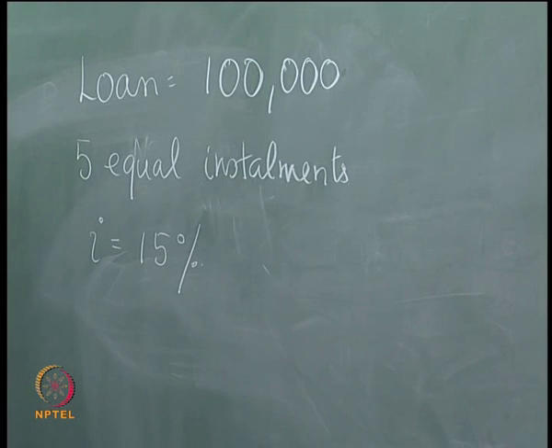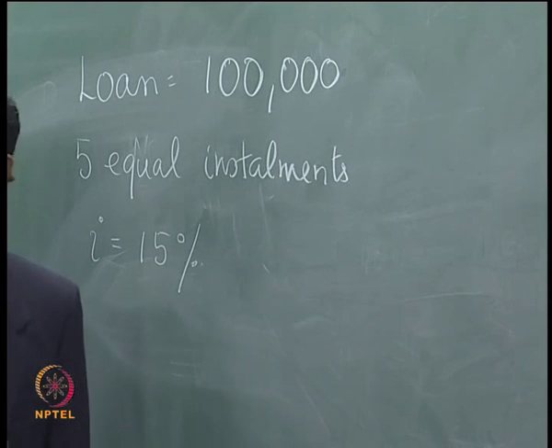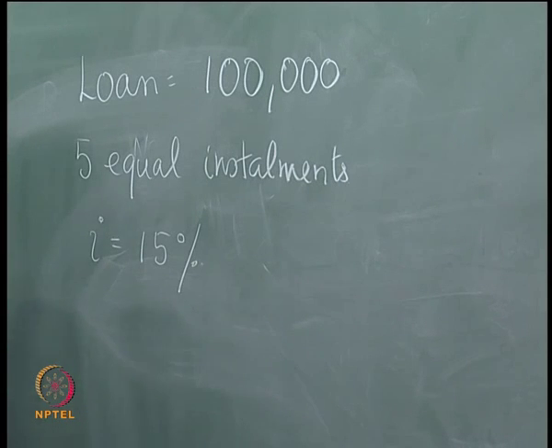So the question here is, what should be each installment? What will be the value of each installment? So simply, we are trying to find out the value of every installment whose present value is 100,000.